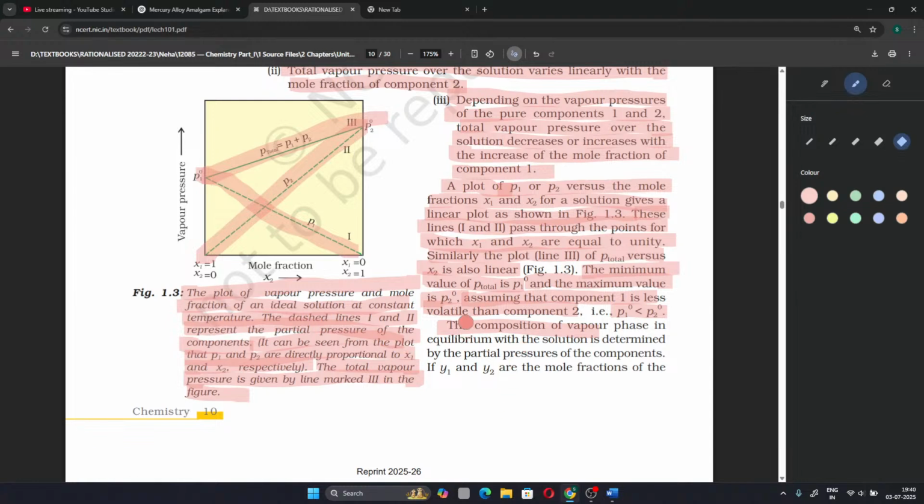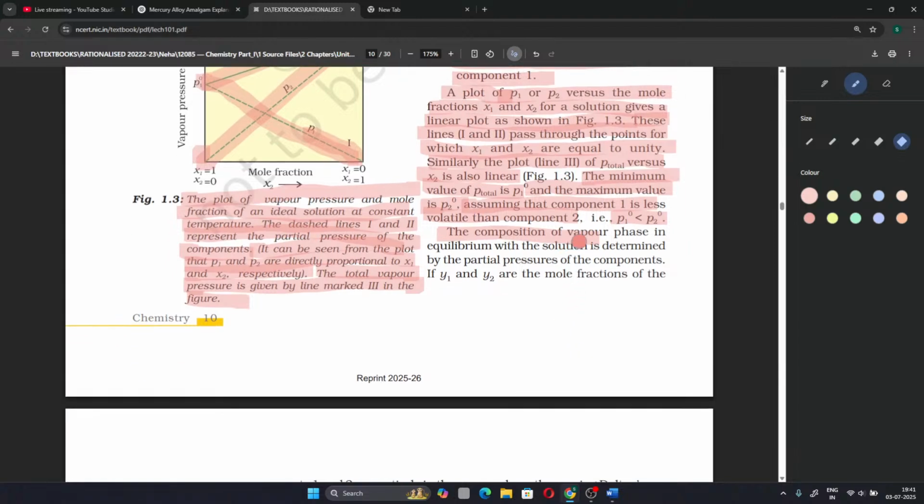As for why we can take the maximum value, seeing this graph where P2 has a higher vapor pressure, they describe these two statements, these two sentences actually. The minimum value here we see is for P1 and the maximum value is P2. The vapor pressure is higher for P2 compared to P1. That is what they're saying there. We can attribute it to component 1 being less volatile compared to component 2.